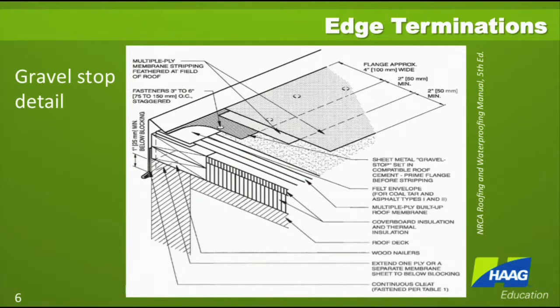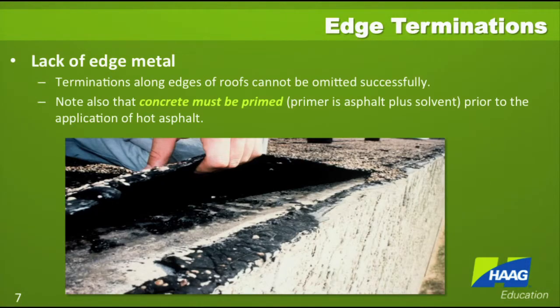The graphic on this slide shows a proper gravel stop detail from NRCA, where the multiply built-up roof goes underneath the metal. The metal is installed on top of it and is fastened in place. Primer gets installed over top of the fasteners, and then it shows 2 layers of stripping plies attached over top of that edge metal. And that would give enough strength to withstand those thermal expansion contractions at the joints in the gravel stop.